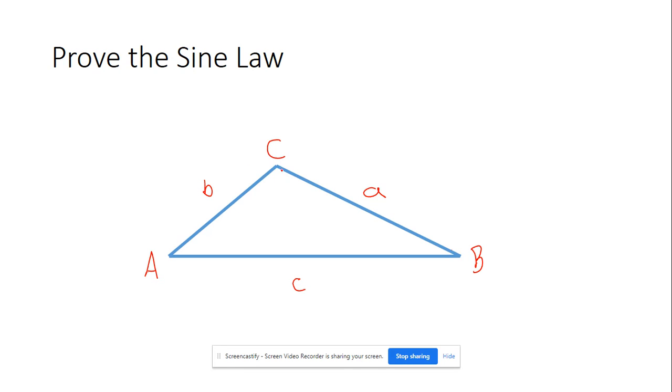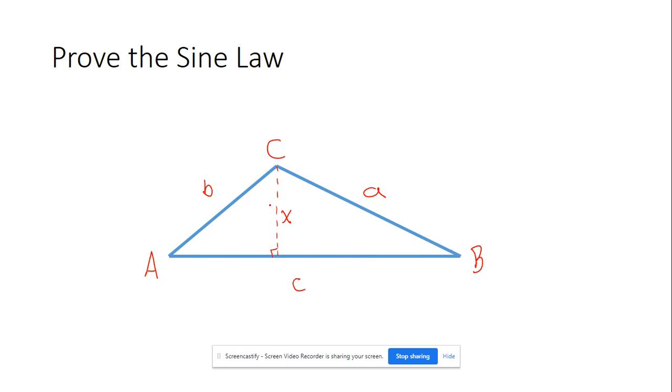Now what we're going to do is draw the altitude, or the height, of the triangle. I'm going to label this X over here. So we've forced two right triangles. If this is the height, this will be a perpendicular line, so it's going to be 90 degrees. And we have a triangle on the left, and we have a triangle on the right.